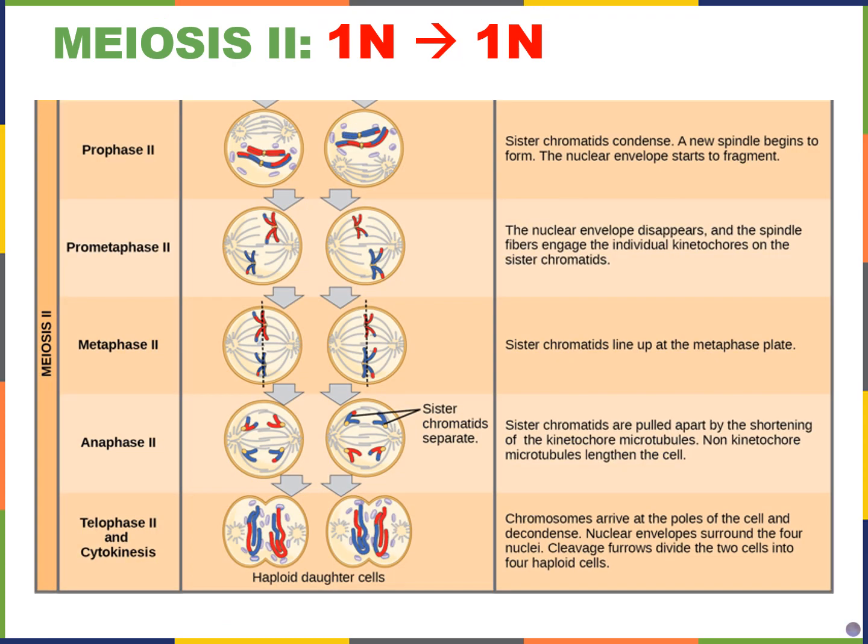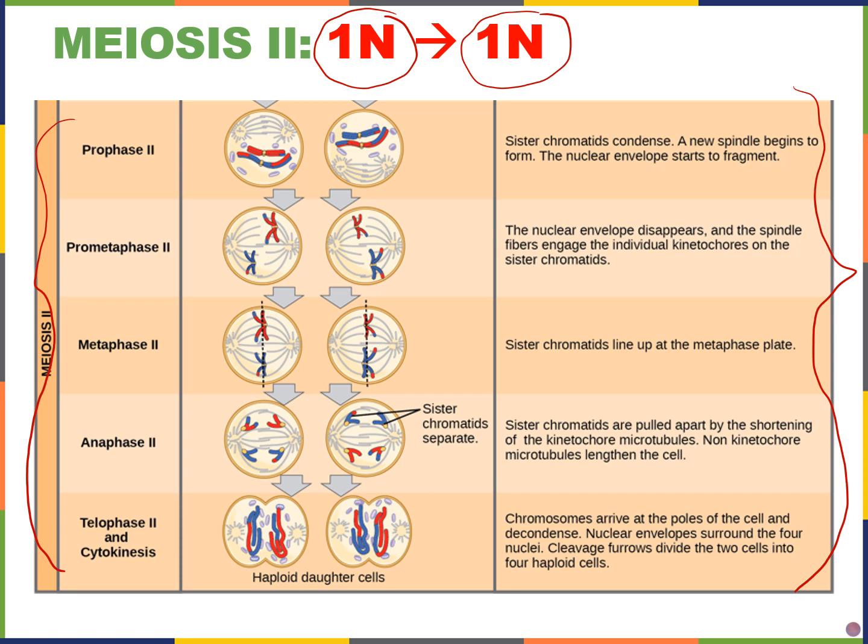And I recommend doing the same thing for meiosis 2. Cover up this part of the figure and see if you can test yourself. Talk about each of these phases and what happens. And again, remember, in meiosis 2, we start with haploid cells and we end up with haploid cells. We end up with a total of 4 unique haploid daughter cells.